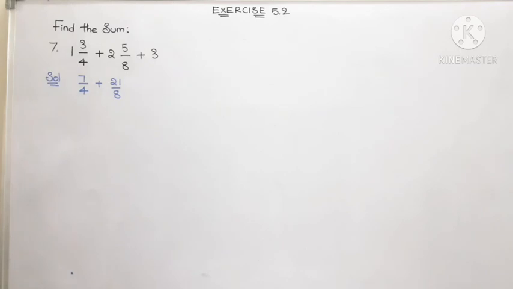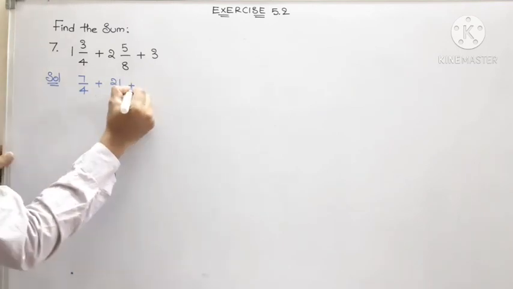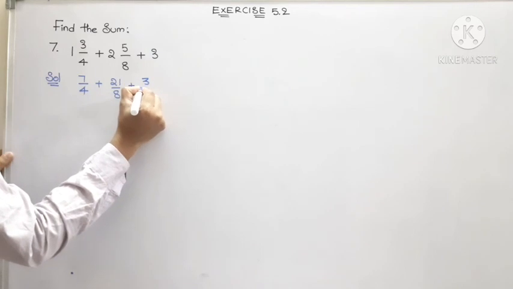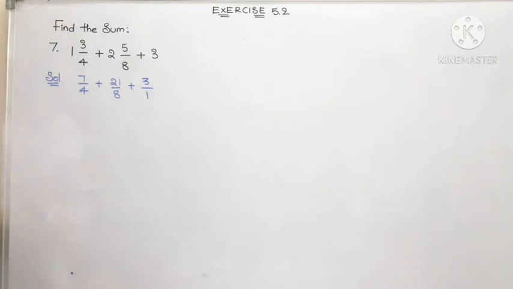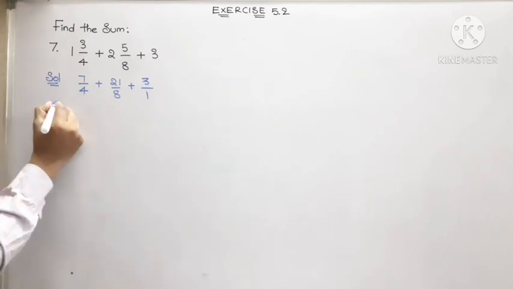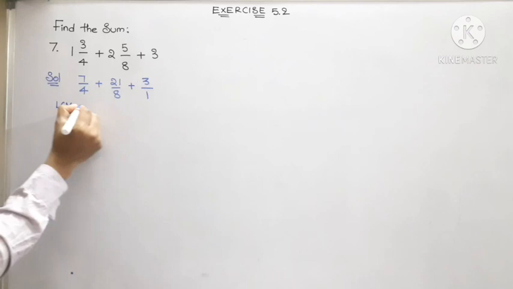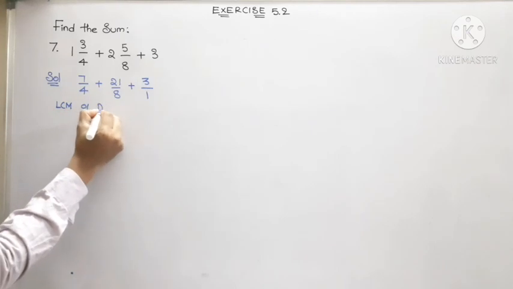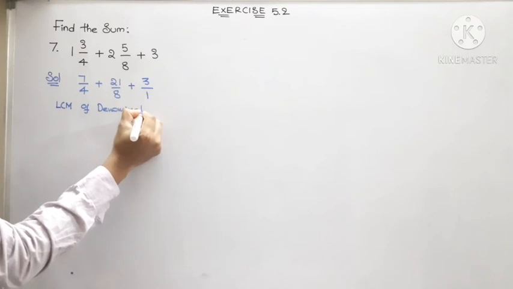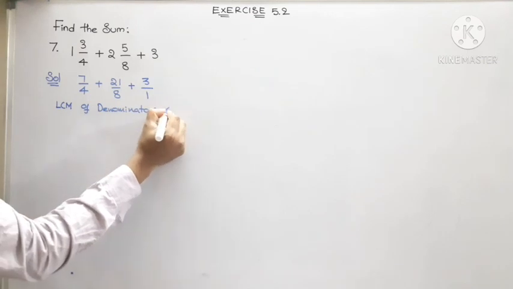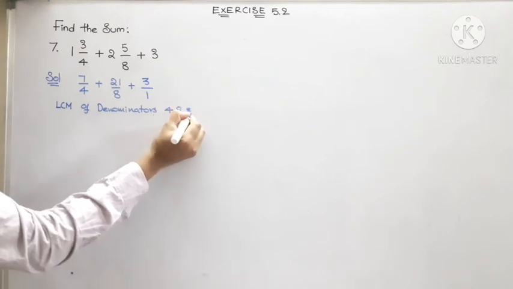21 by 8 plus, we have only 3. Then how will you make it a fraction? By keeping 1 in the denominator. Now clearly all the given denominators are different, so we have to do LCM. LCM of denominators 4, 8 and 1.